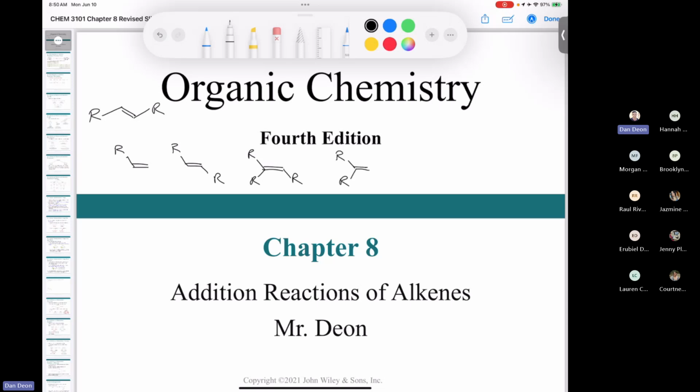And something that we covered earlier on in chapter 7 was that the more substitution that you have on your double bond, the more stable it is. So we'll put here most stable. Okay, so the more substitution you have on that double bond, the more stable it is.